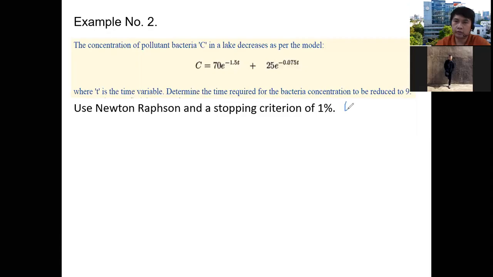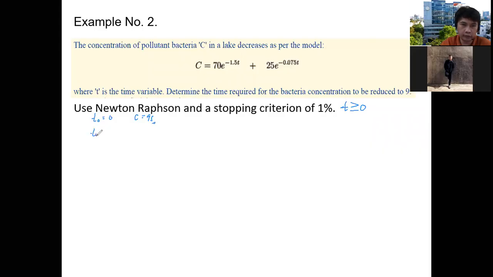So ang time natin should be a positive value, di ba? So it should be greater than or equal to 0. So wala namang time na negative. So ang given sa atin is what? At time equals 0, yung initial concentration is 95. So just substitute this 0 to the given equation. You can be able to determine yung value 95.